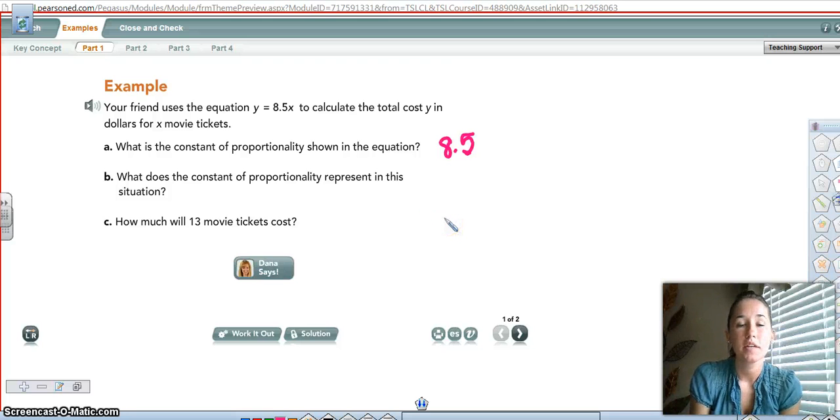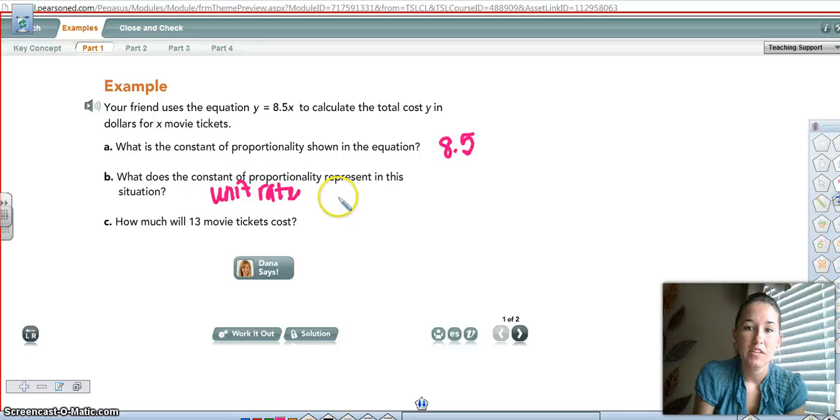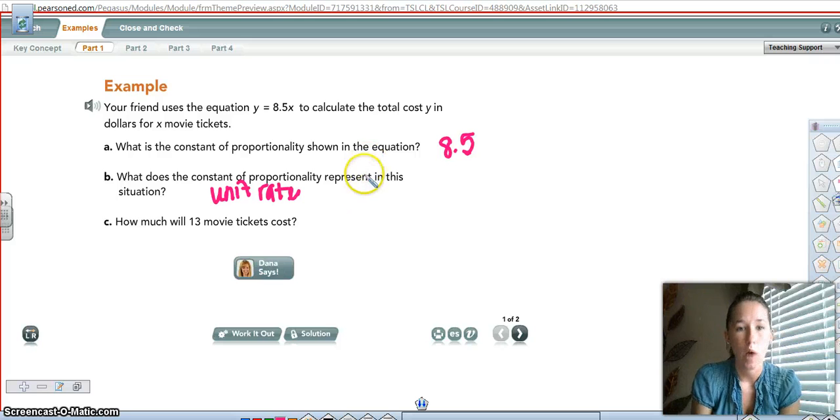We know that the constant of proportionality is always the same as the unit rate. So 8.5 is our unit rate. So in the context of this problem, it's telling us the price for one ticket.